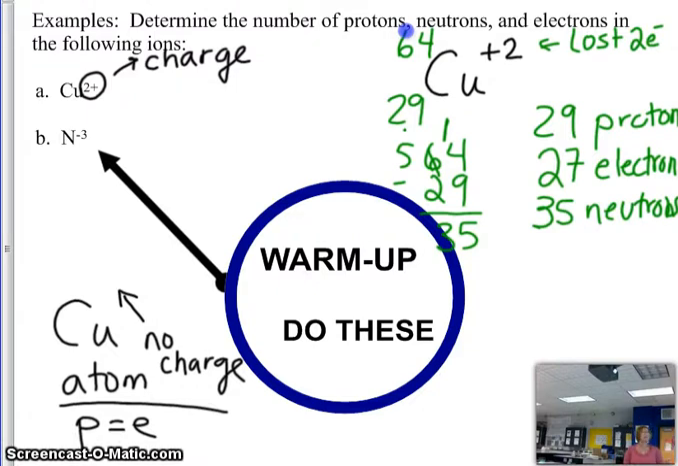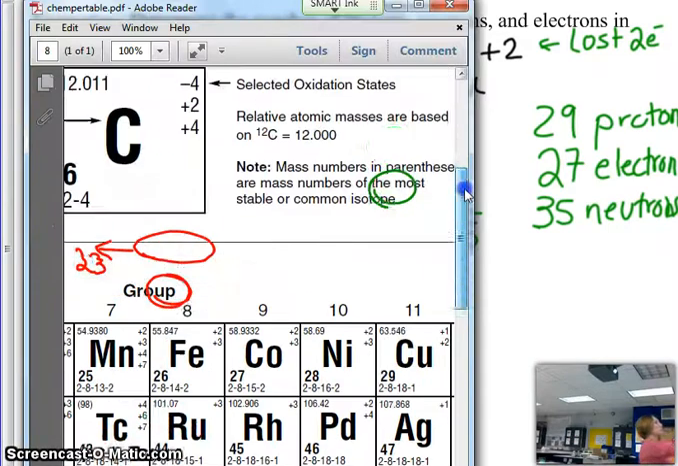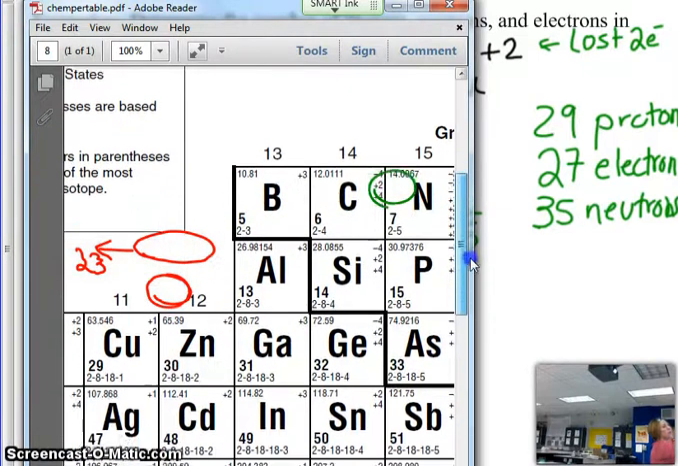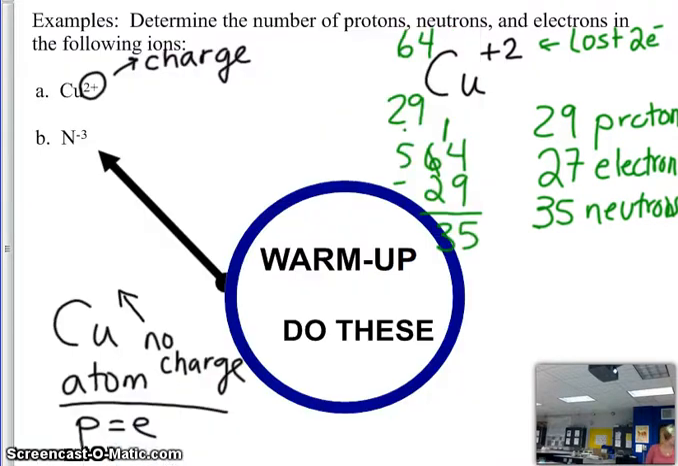So we'll do the same thing for this anion of nitrogen, which we would call the nitride ion. They did not give us the atomic mass and atomic number, so we should go look those up for nitrogen. If you go to the box for nitrogen, there's nitrogen. You'll notice it has an atomic number of 7 and an atomic mass of 14. So I'll fill that in my symbol, 14 and 7, which means it has 7 protons.